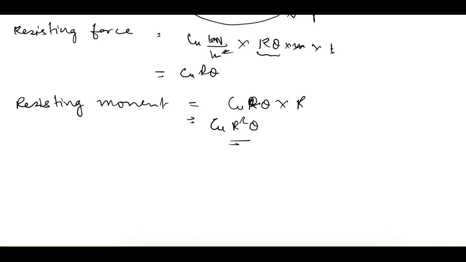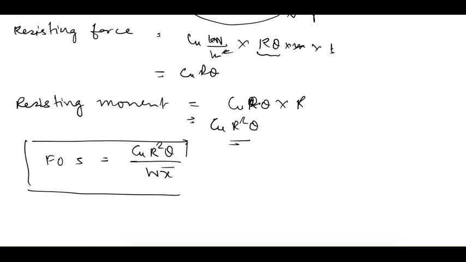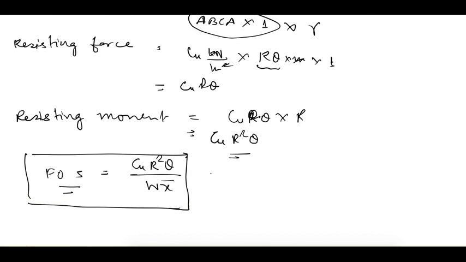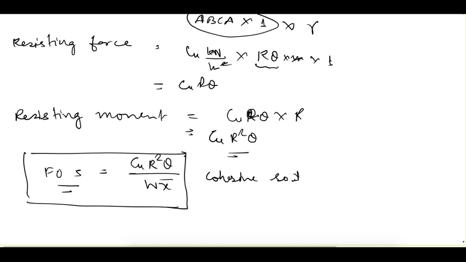So simply, factor of safety is given as resisting moment divided by disturbing moment, that is Cu r square theta divided by Wx. This is how we find out the factor of safety, or how we check the stability of a soil on the finite slope, when the soil is of cohesive type, or cohesive soil. In this method, theta is taken in radians.